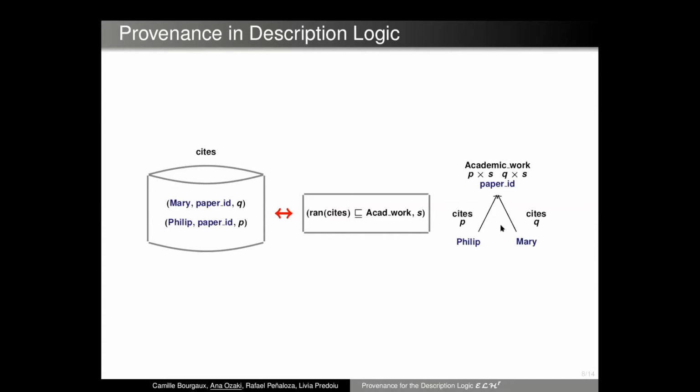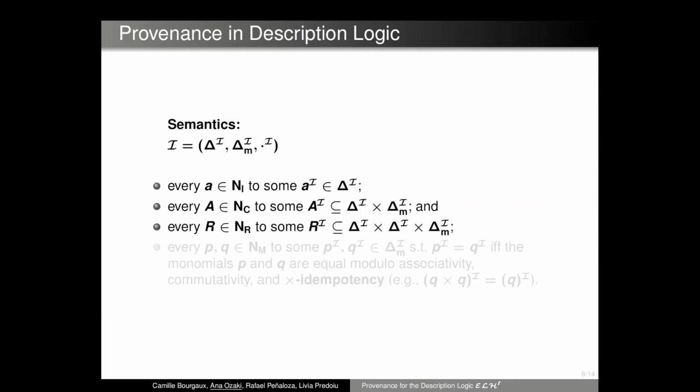So this is what we would like to derive. We would like the provenance information to be combined using times to derive a fact.